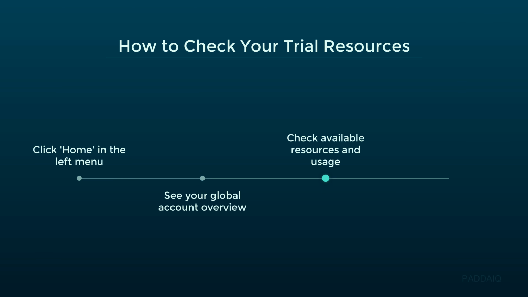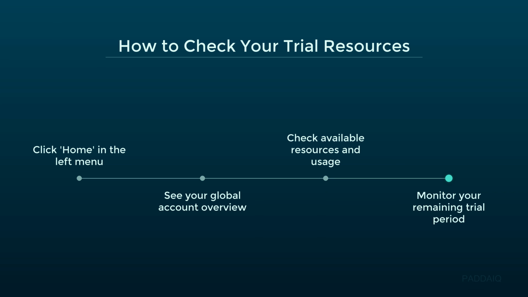Check available resources and usage. This means viewing what's included in your trial and how much you have consumed. For instance, if your trial includes 1 GB of memory, you can check how much is still free for new applications. Regularly monitoring this helps you avoid unexpected limits while building solutions.